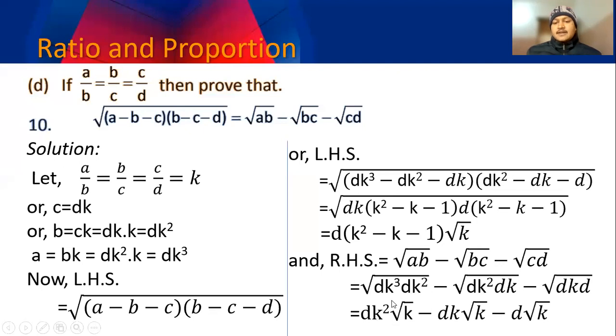So now it becomes dk square, and k remains inside the root. Similarly, dk comes out, k remains inside the root, d also comes out of the root, and k remains inside the root. Is this clear up to now? Yes, sir. Okay, then you may take a screenshot of this one.